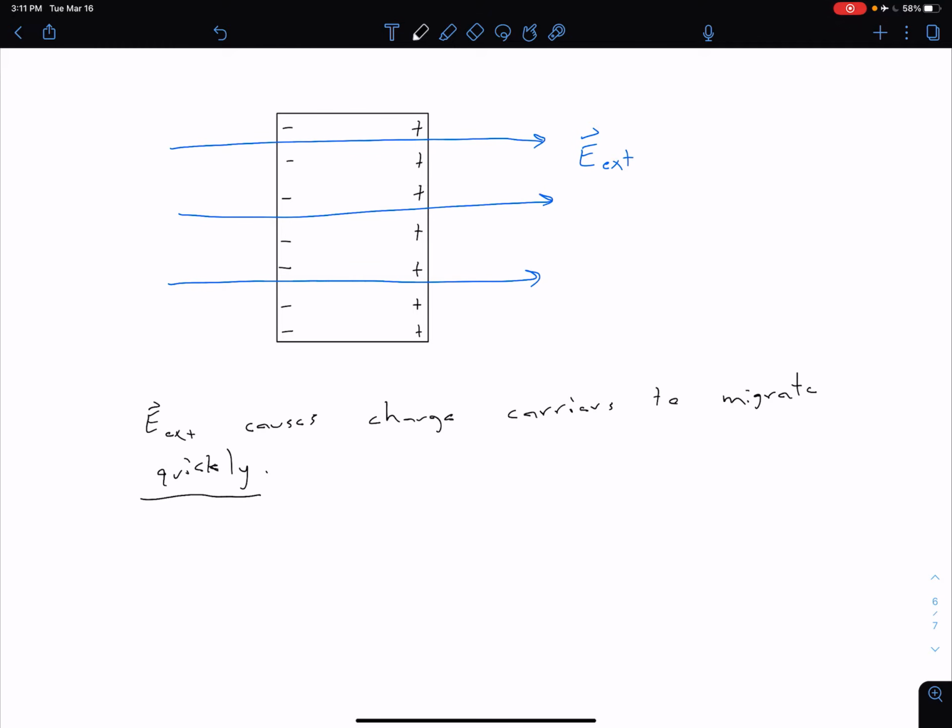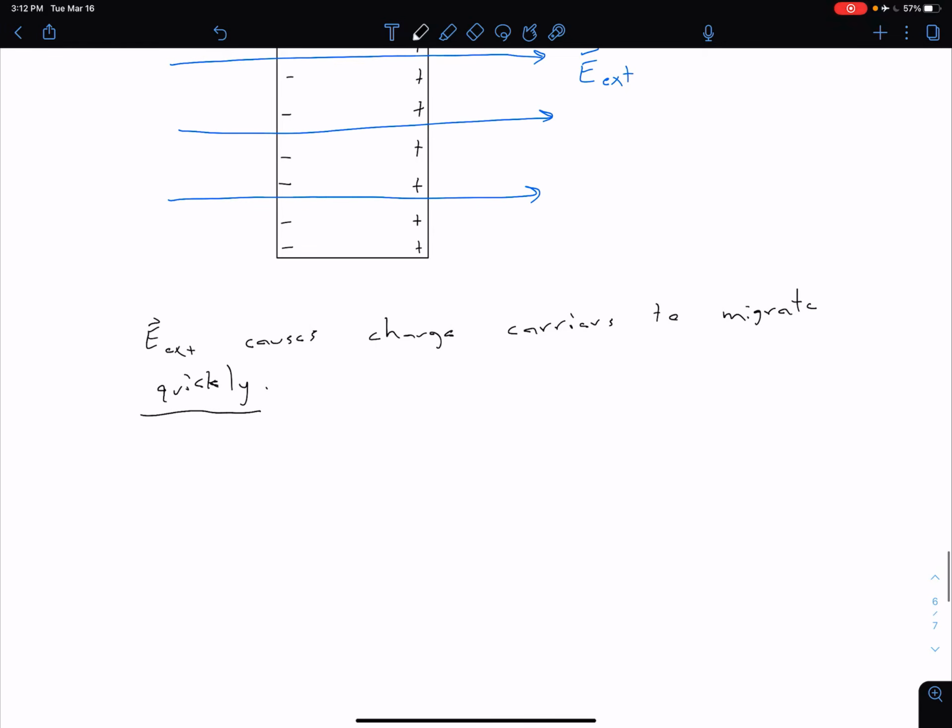One other thing to address is that I've said "quickly," which is pretty vague. How quick really depends on the sigma. If we consider an ideal metal, which has an infinite conductivity, then this movement of charges is going to be instantaneous. And for good conductors, good metals, this movement is so quick that for all intents and purposes, we can assume it's instantaneous.